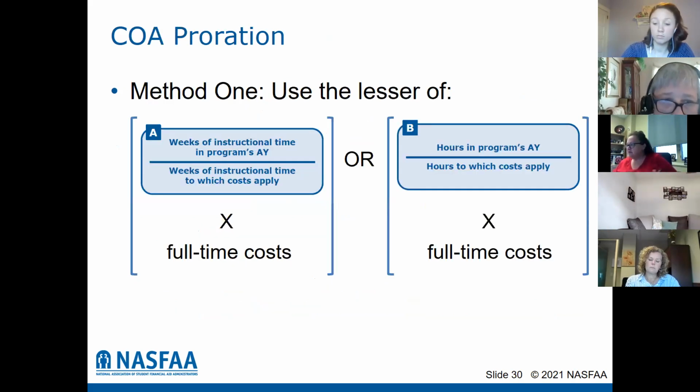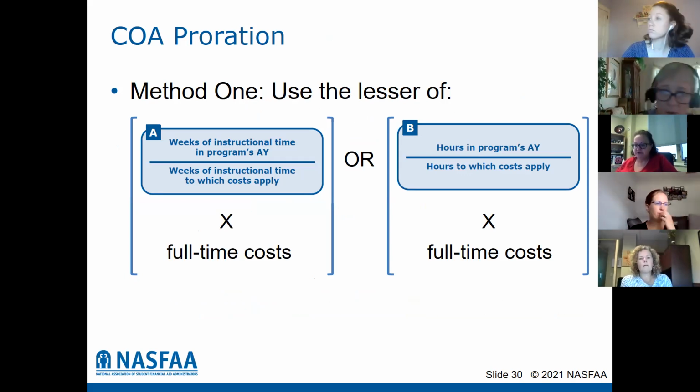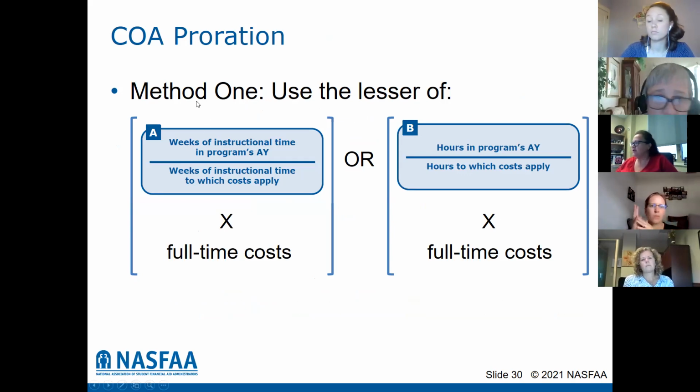So cost of attendance proration, we're just going to again show you how to do this. You don't have to do that, but if you do, you have to document it. So we're just going to basically show you how to do it. There's two methods on there. So method one, and this is one of the things that you want to make sure that you keep an eye on. Make sure you realize that you've got the plus signs, you've got the ors, you've got to pay attention to those. So method one, again, this is cost of attendance proration.